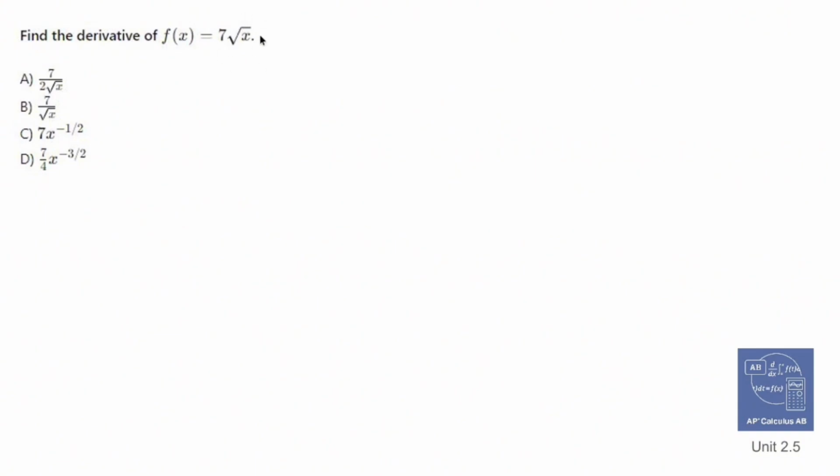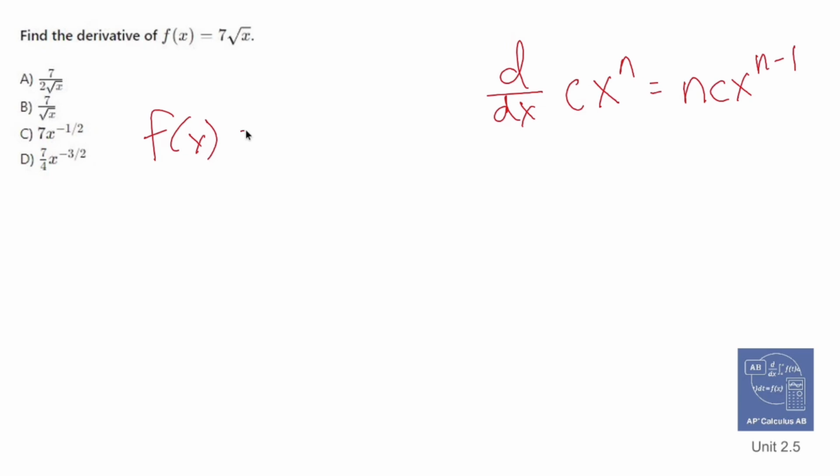Find the derivative of 7 times the square root of x. This requires the power rule. The power rule says that if I take the derivative of some constant times x to the nth power, what I do is I take that n, multiply it to c, and then subtract 1 from n, like so. Now, this doesn't look like x to the nth power. However, if I change the square root of x into x to the 1/2, now I'm good.